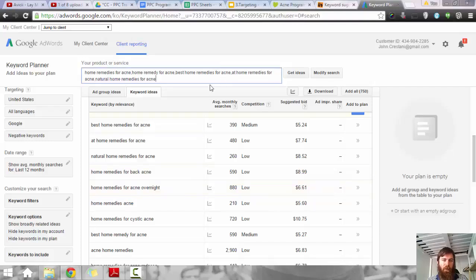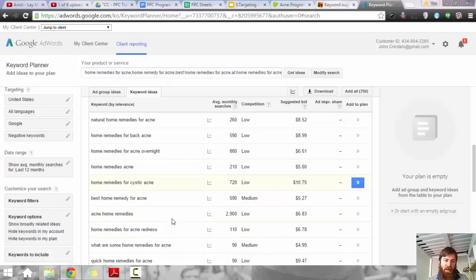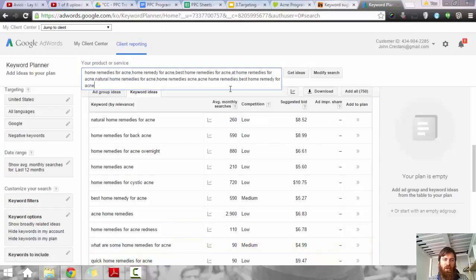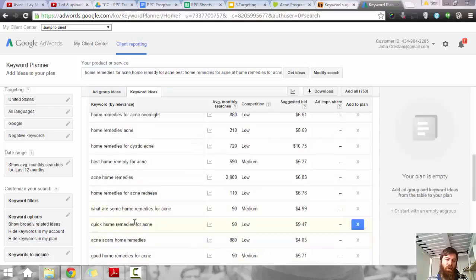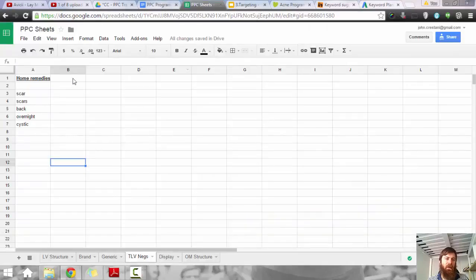Remedies, acne. So we're just adding to our list here. Acne home remedies. Remember, this was one of our terms before. Best home remedy for acne. I don't think we got that. So we're just adding. What are some home remedies for acne? That's a cool term. It's a question. And it shows there's a lot of terms for questions. Quick. Maybe somebody who's looking for a quick home remedy. Again, I don't agree with their mentality.